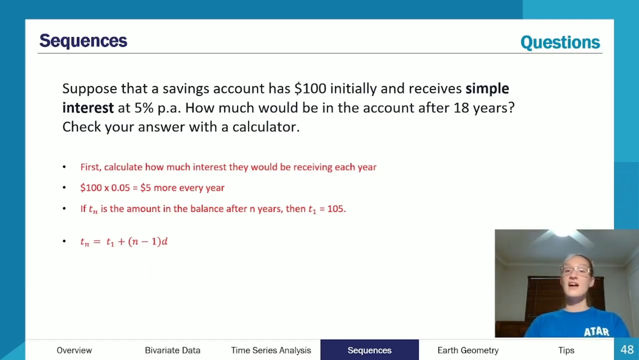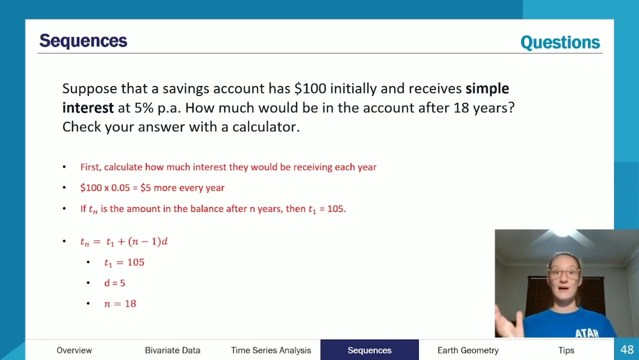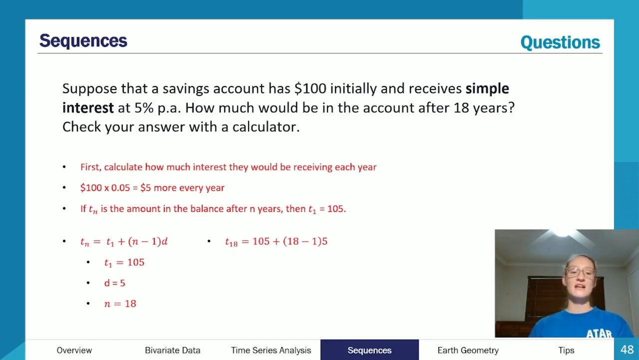So that's what I've done there. And now what we're simply doing is substituting in our known values. I've now calculated T1. I know what D is, and I know that I want n to be 18 because I want to know how much is in the account after 18 years. So we substitute in. We're looking for term 18.